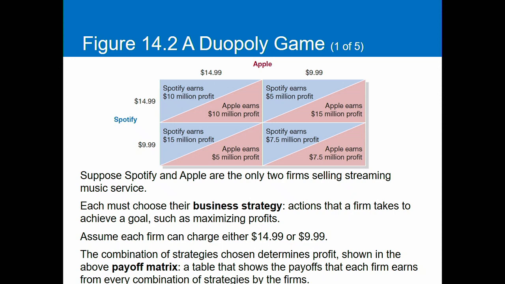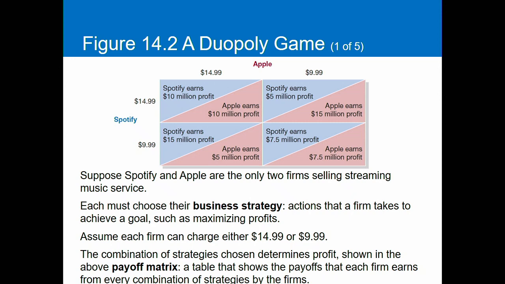So if they both choose to sell for $14.99 a month, they both earn $10 million in profit. If they both choose to sell for $9.99, they earn $7.5 million in profit. So they earn a lower profit by selling at a lower price. If one of them chooses to sell for $14.99 and the other chooses to sell for $9.99, the one who sells the higher price is going to get $5 million in profits. The one who sells at the lower price will earn $15 million in profits. Again, more people flock to them because they're selling basically the same thing at a lower price.